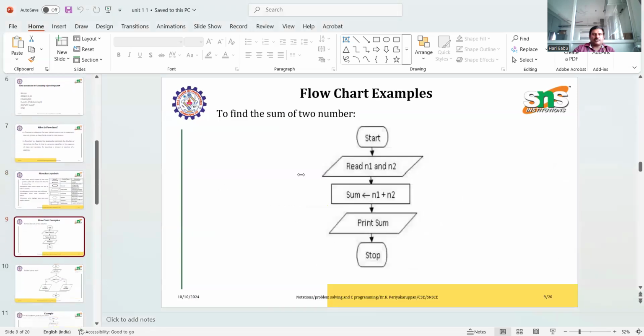By this flowchart, to find the sum of two numbers, a flowchart example: start, read N1, N2. The sum is equal to N1 plus N2, print sum, and stop the program. This is about the flowchart program.